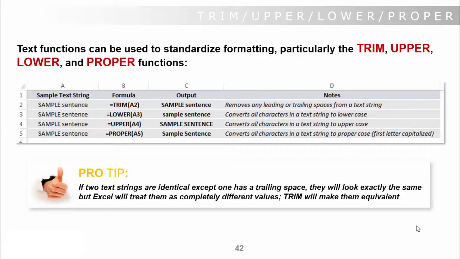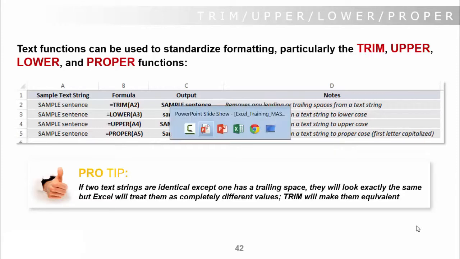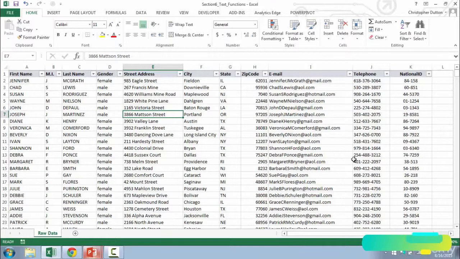Lower, upper, and proper, these are just capitalization based functions. So lower will just convert the characters of a reference array to all lowercase, upper will convert all of the characters to uppercase, and proper will capitalize the first letter in each word of a text string. So let's dive into Excel and see what we've got to work with.